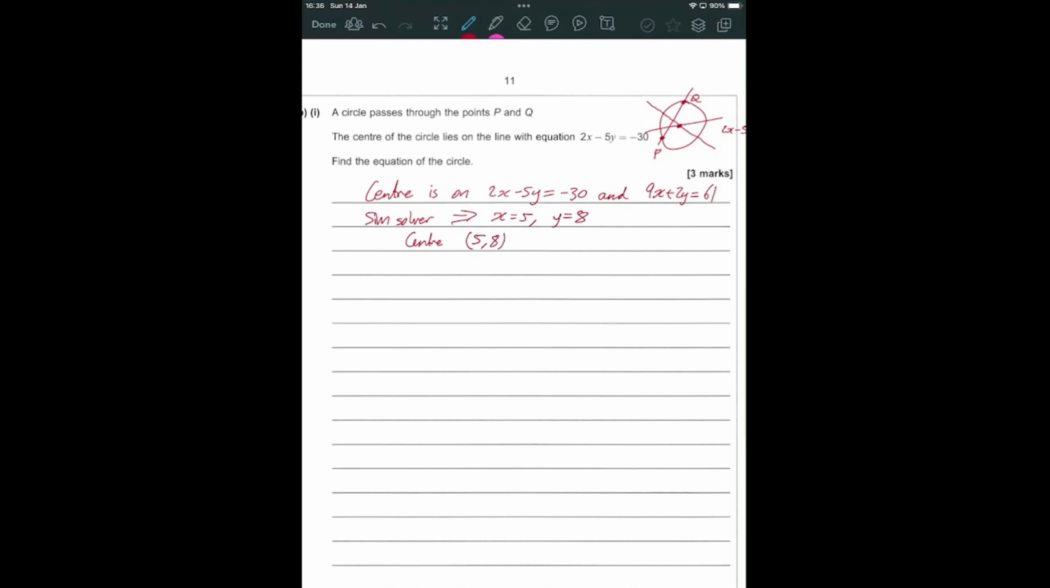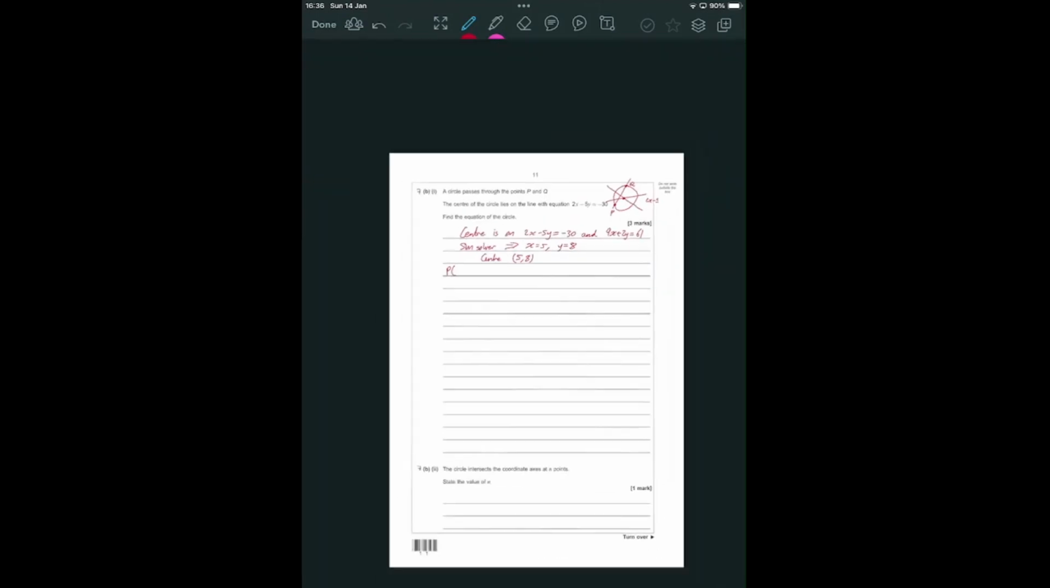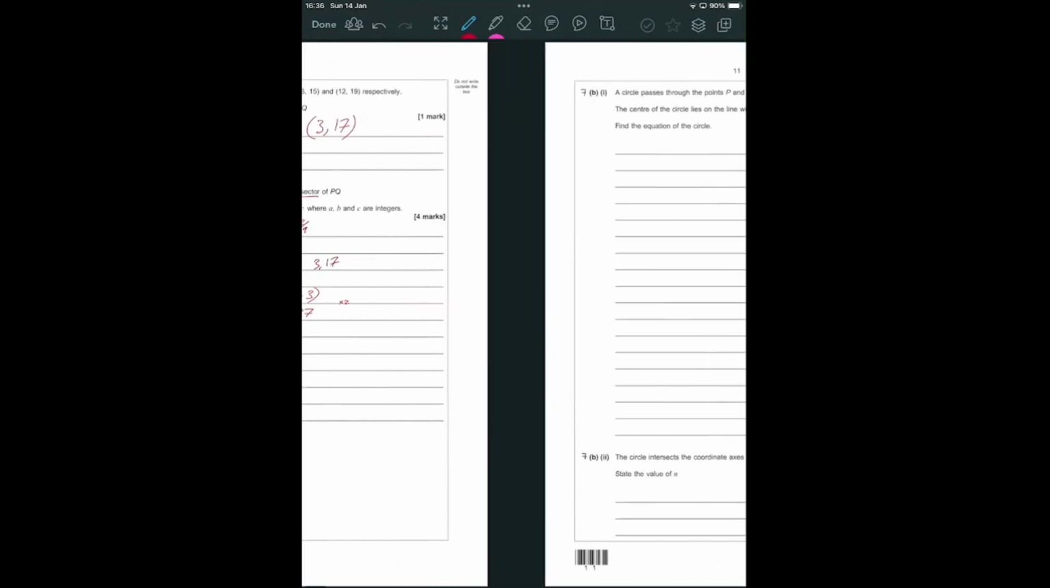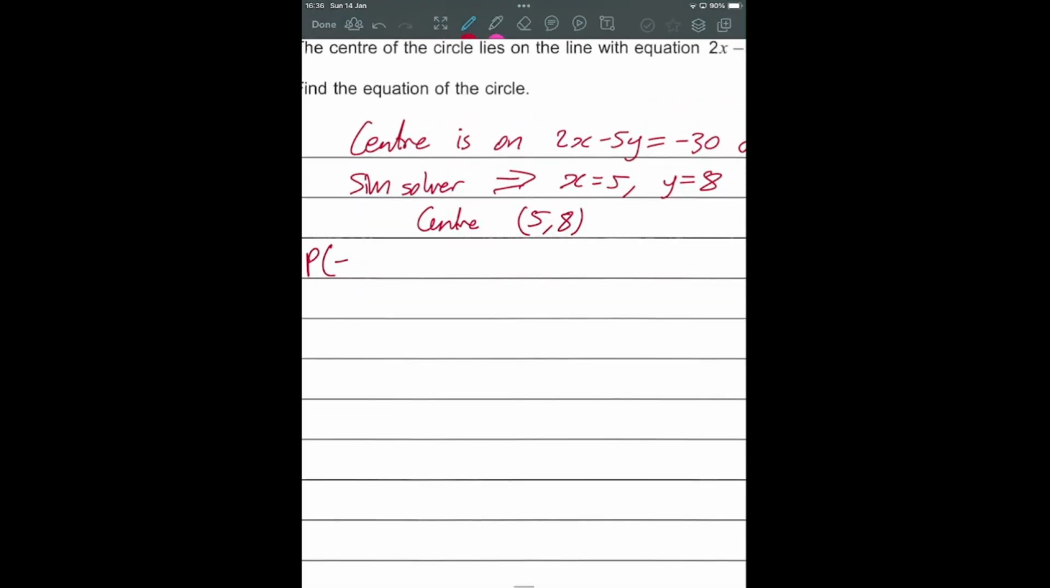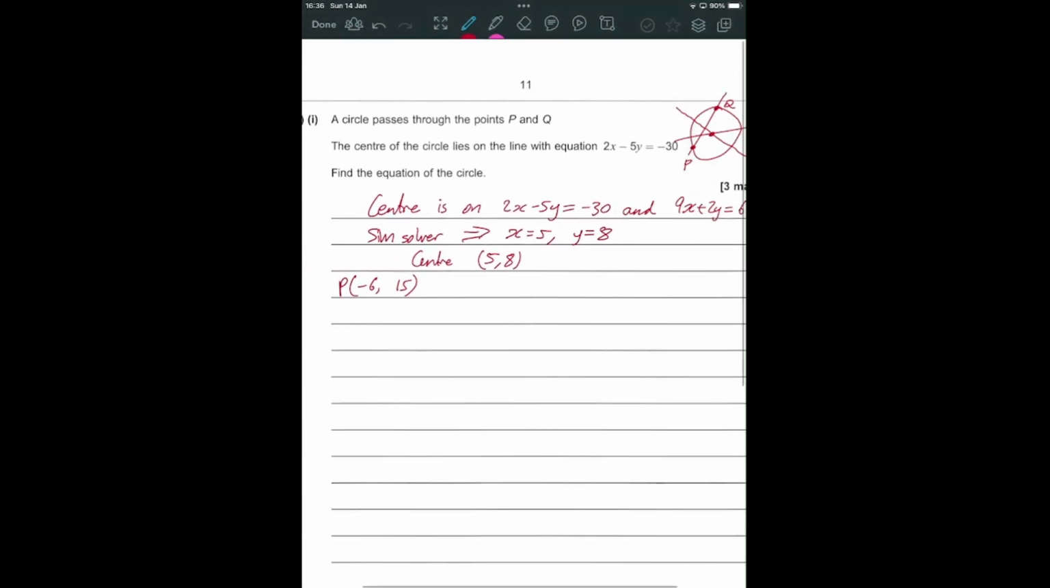Now I still need the radius. I'm aiming for the equation of the circle, so I still need the radius. I'm going to remind myself what the point P was: negative 6, 15. And therefore the radius is just the length of P to the centre. So the modulus of PC is the square root of the difference in the x coordinates squared plus the difference in the y coordinates squared, all square rooted.